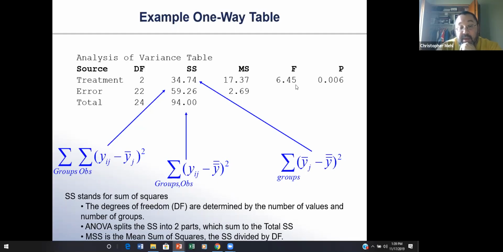The mean sum of squares is simply your sum of squares divided by the degrees of freedom. The F statistic is your treatment mean sum of squares divided by the error mean sum of squares. So we're looking at the 17.37 divided by 2.69. That gives you 6.45. That's an F distribution on 2 for the treatment degrees of freedom, the numerator degrees of freedom, and 22 for the error, which is the denominator degrees of freedom. This is the p-value, 0.006, that goes with that.